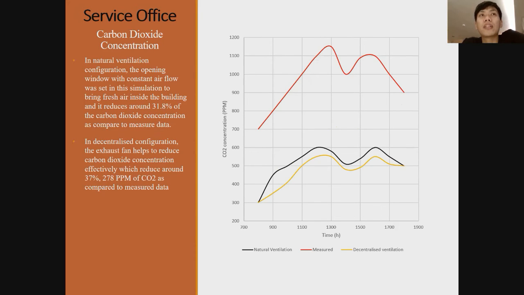However, for carbon dioxide concentration, you can see from this figure the natural ventilation configuration, which is the black color one, is the opening window. With the opening window, a constant airflow was set in the simulation to bring fresh air inside the building, and it reduced around 31.8% of the carbon dioxide concentration as compared to the measured data. However, for the decentralized configuration, the exhaust fan helped to reduce the carbon dioxide concentration effectively, which reduced around 37%, to 78 ppm of the CO2 as compared to the measured data.